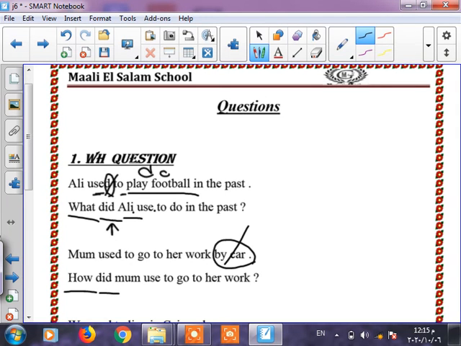And I cross D. So, what did? Subject. I here changes into you. So, what did you? After that, use to. Do I write smoke? No. When I cross the action smoke, I write do. So here, what did you use to do in the past?